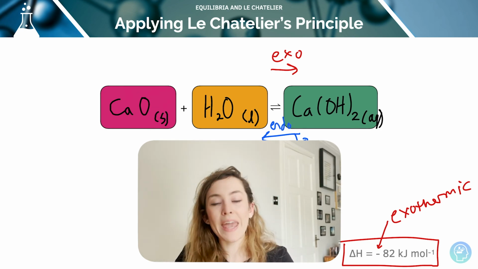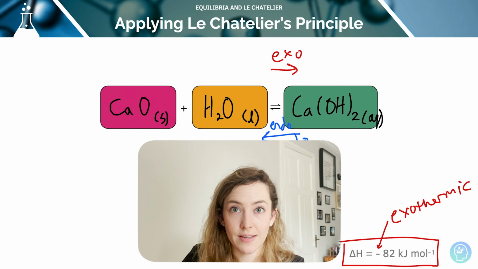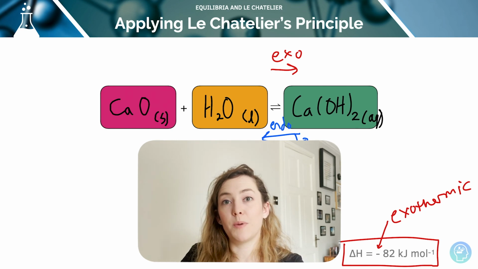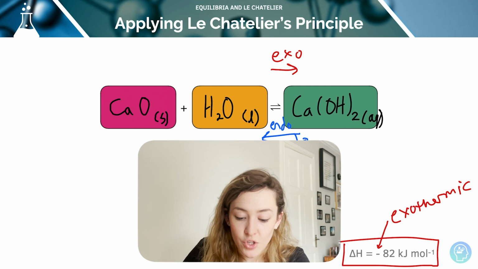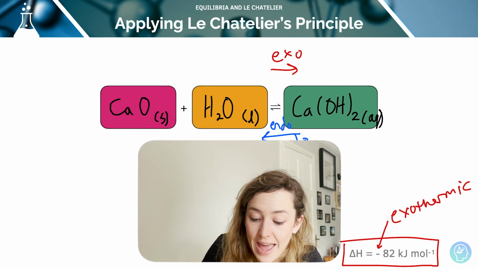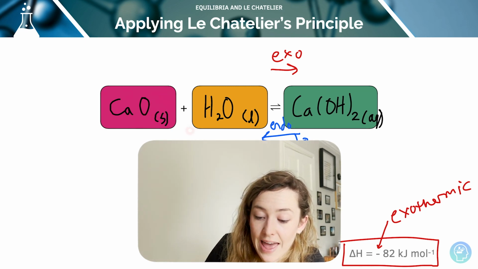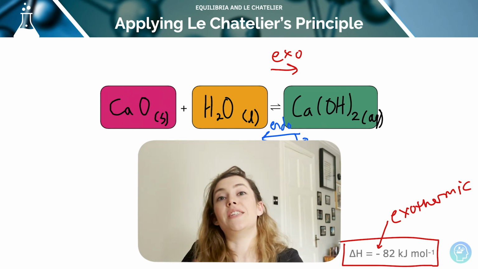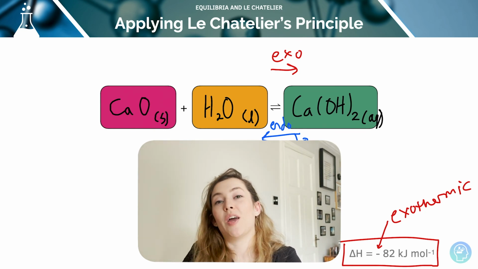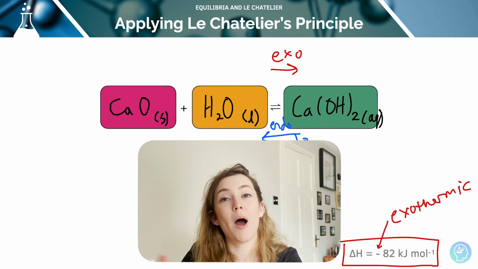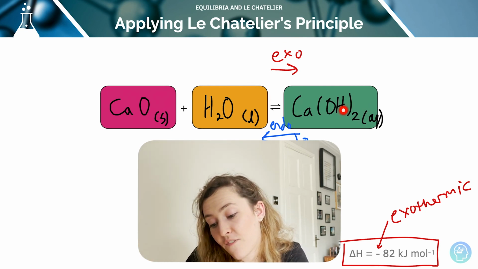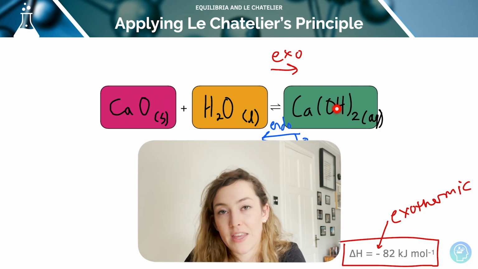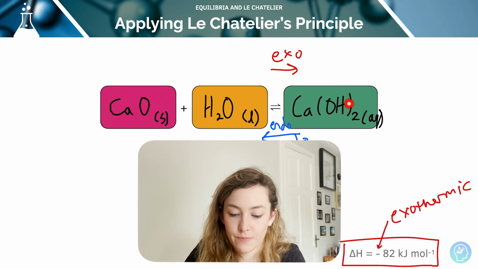So if I increase the temperature on this system, Le Chatelier's principle tells me I'm going to want to counteract that and decrease it, cool the system down. So I'm going to favour the endothermic. I'm going to shift it to the left. If I decrease the temperature, I'm going to want to warm the system up again. I'm going to warm it up and I'm going to take the exo. So I'm going to shift the equilibrium in the forward direction or to the right, the exothermic direction.